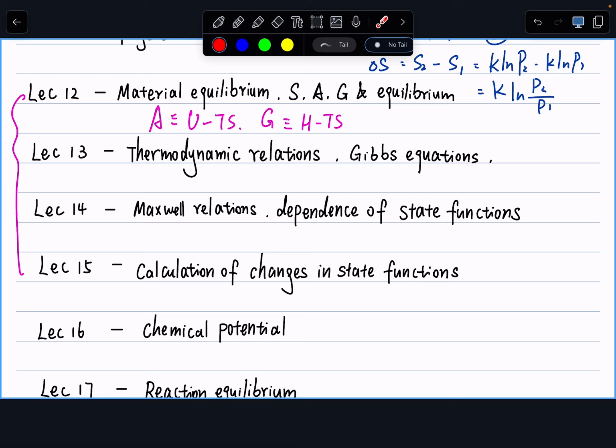As chemists, we deal with Gibbs free energy very often, but we very rarely talk about the Helmholtz energy, right? So can you think about why that is the case? Why as chemists do we use Gibbs free energy more?